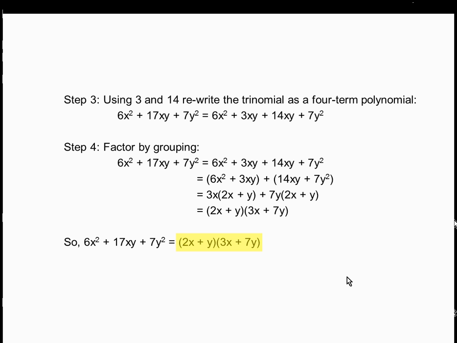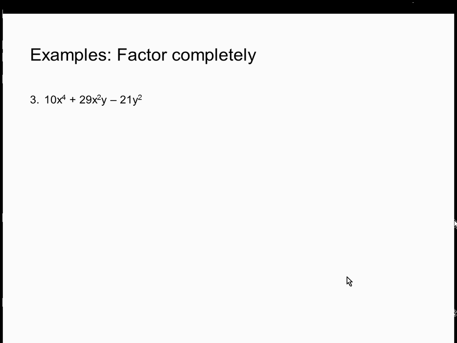Let's try one more. I've got 10x to the fourth plus 29x squared y minus 21y squared. Check to see, do they have anything in common? No. Is it in correct order? Yes, the powers of x are going down, the powers of y are going up. Okay, so I factor by splitting the middle term.